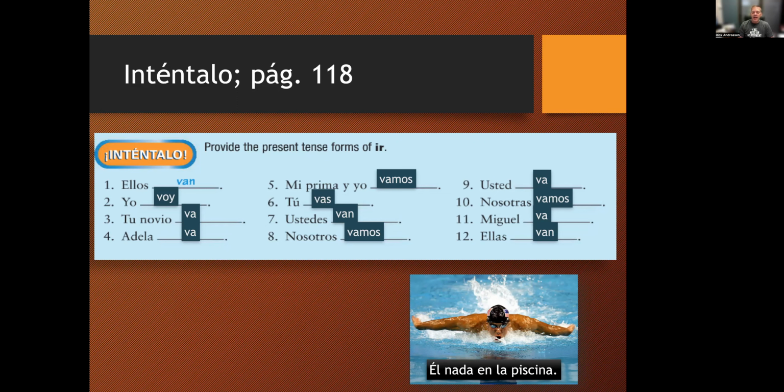Okay? If you didn't get those right, again, pause it, rewind, review the conjugations in the present tense of the verb ir, and come back and do those again. You'll want to be able to conjugate this just off the top of your head.